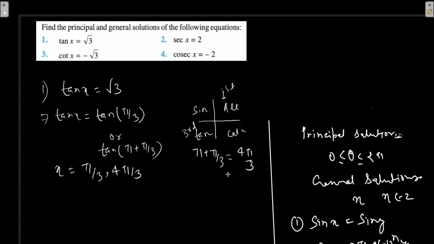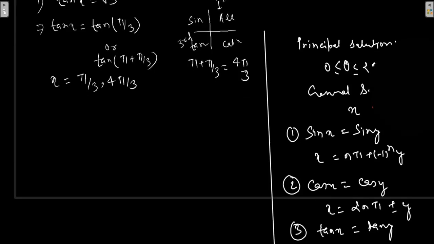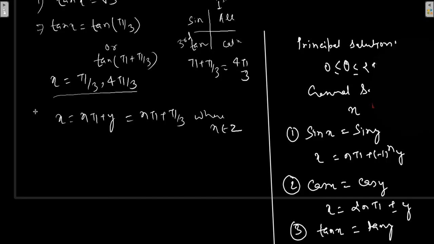Now we have just studied that if tan x equals tan y, then in terms of general solution, x will be equal to n pi plus y. So it will be n pi plus pi by 3, where n is an element of Z. So n will take any value from minus infinity to plus infinity, minus 1, minus 2, minus 3, all of that will be included. Let's say you come here and you don't remember this.